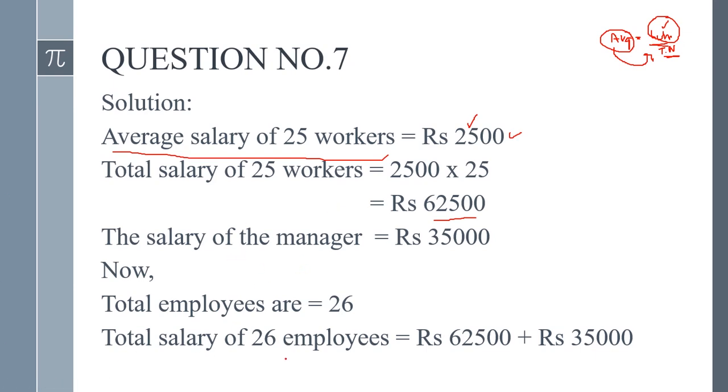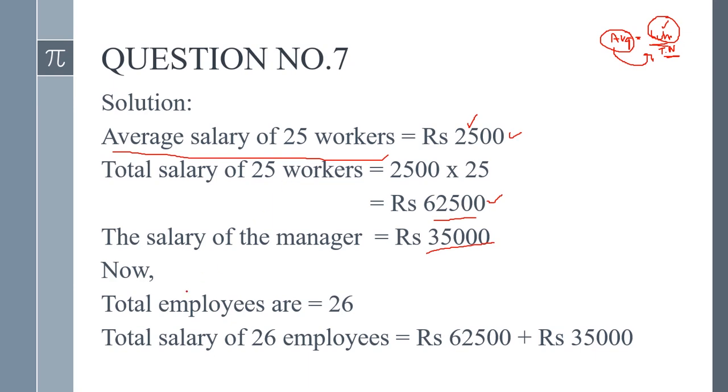Now we are moving to the salary of the manager. We are given in the question that the salary of the manager is rupees 35,000. Now we have 25 workers already. We have the total salary of these 25 workers as 62,500. एवरेज सैलरी 25 वर्कर्स की 2500 थी, लेकिन हमने टोटल सैलरी 25 वर्कर्स की फाइंड की है 62,500 रुपीज़. नाउ वी हैव वन मोर पर्सन विच इज़ मैनेजर, एंड मैनेजर की जो सैलरी है वो आपको गिवन है 35,000. This is the actual salary of the manager and this is the actual salary of 25 workers.